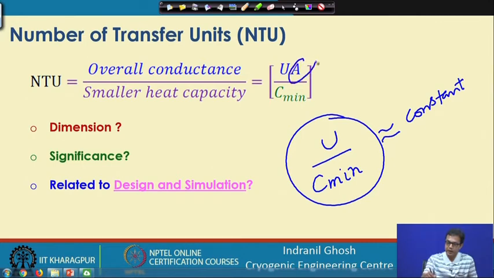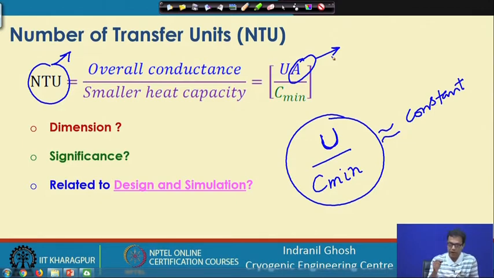this A is directly related to the NTU. That means, for a particular type of heat exchanger, if we find that the U by C mean is nearly constant, so if we increase the NTU, the physical dimension of the heat exchanger A will also increase. Now, what is the significance of this one? We can have an idea about the overall size for a particular heat exchanger from this parameter.